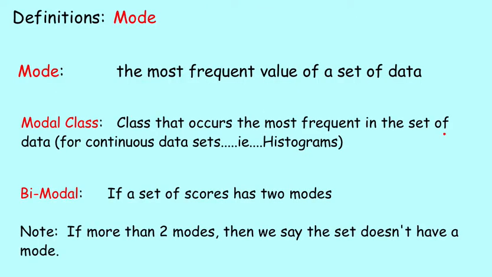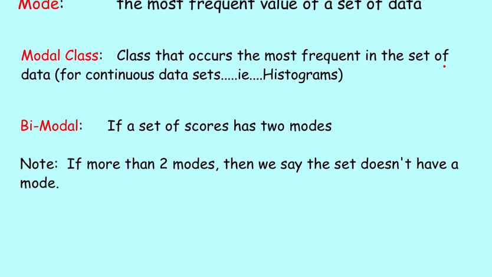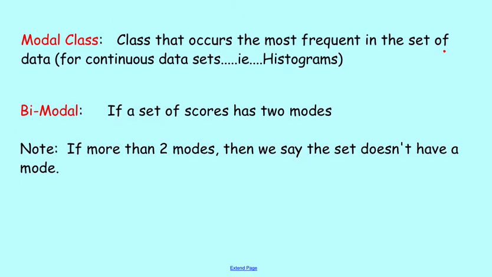And then the mode, the most frequent value. Modal class, a class that occurs the most frequently in the set of data for continuous data such as histograms. Bimodal, maybe you have two modes, so they call it bimodal. If you have more than two modes, then we say it doesn't have a mode.